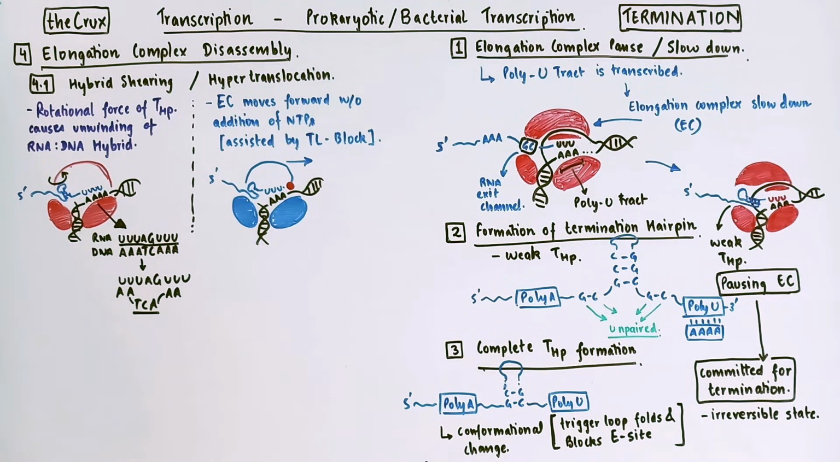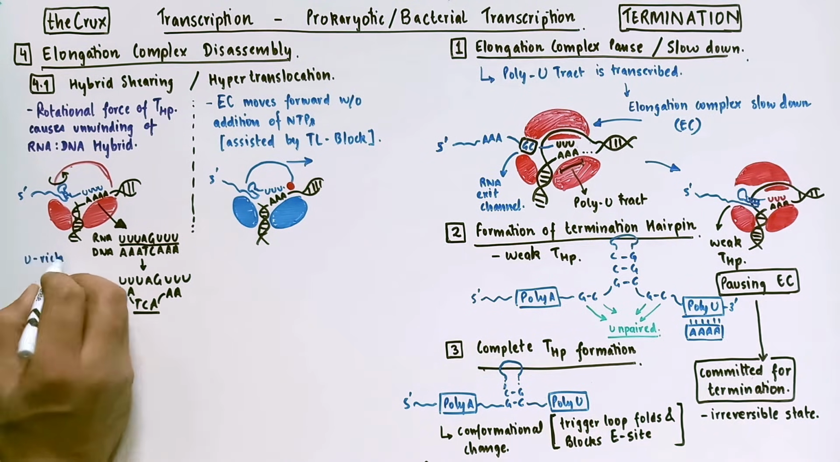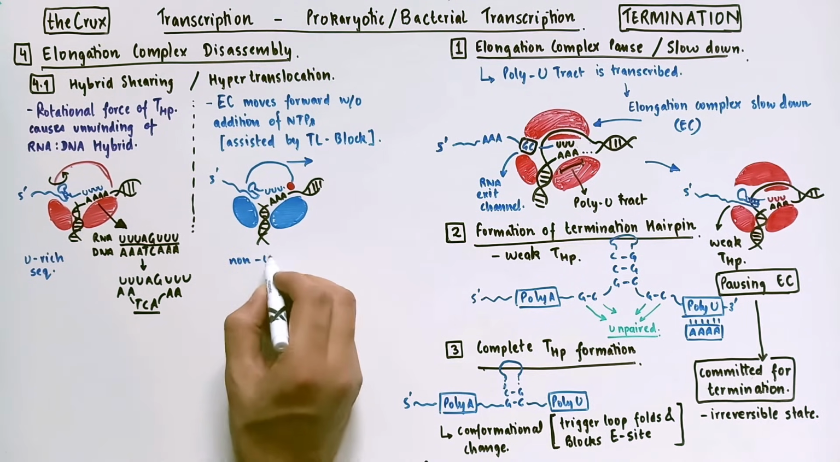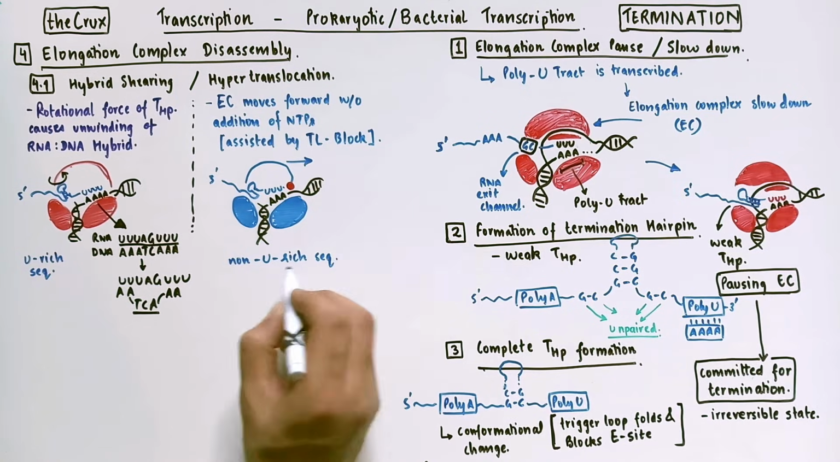Now, because UA bonds are easier to break than GC, it is thought that the hybrid shearing often occurs in a U-rich transcription bubble, versus the hyper-translocation is favored when there are less U's.